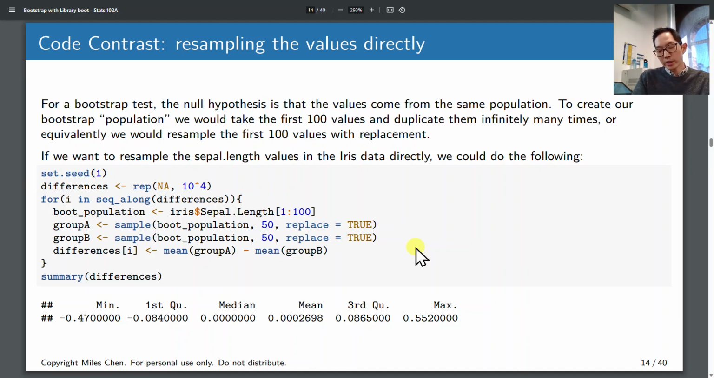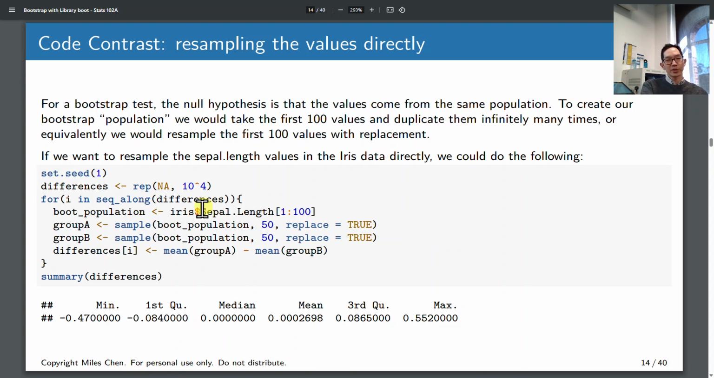So here, if I wanted to resample the values directly, I would say, okay, well, if the null hypothesis were true, right? My null hypothesis, I'm testing to see if there's a difference between the mean sepal length of Setosa and the mean sepal length of versicolor. The null hypothesis would be that there's no difference. And if that null hypothesis were true, I would pool all 100 values together. I would just say basically my Setosa values are coming from the same kind of population as the versicolor values.